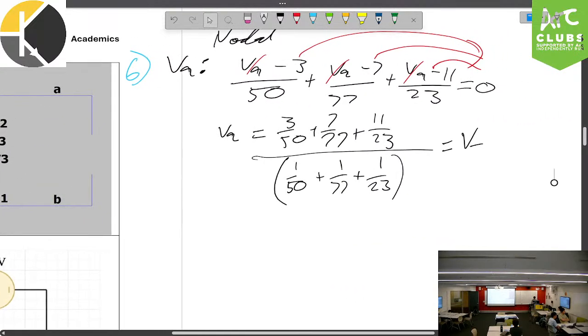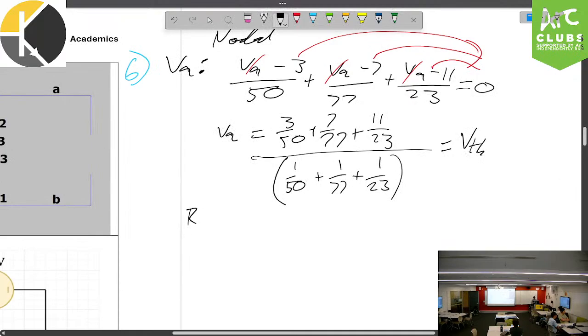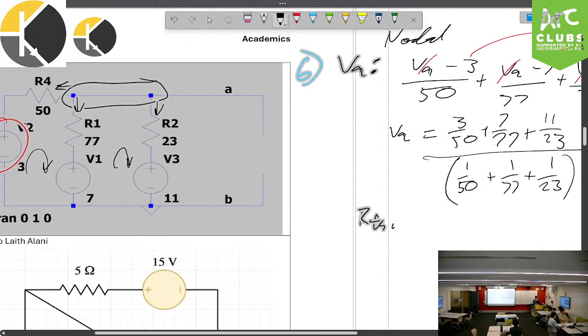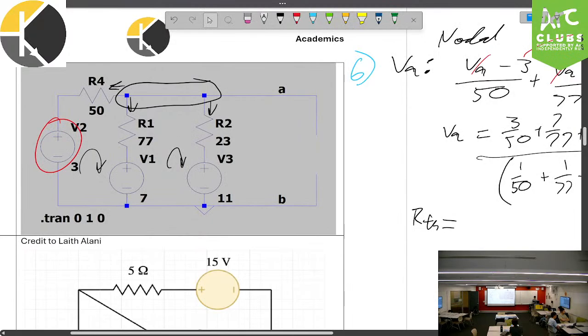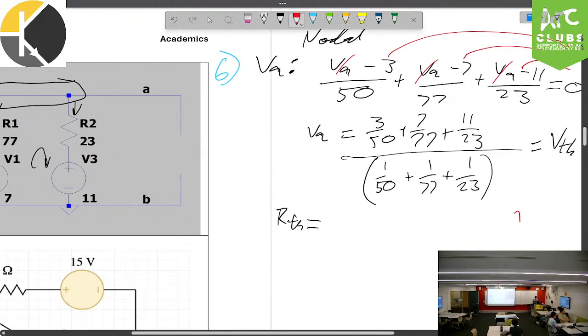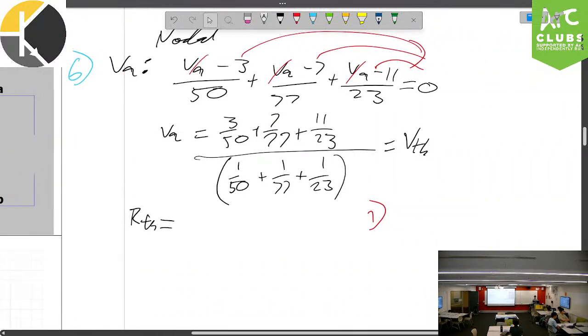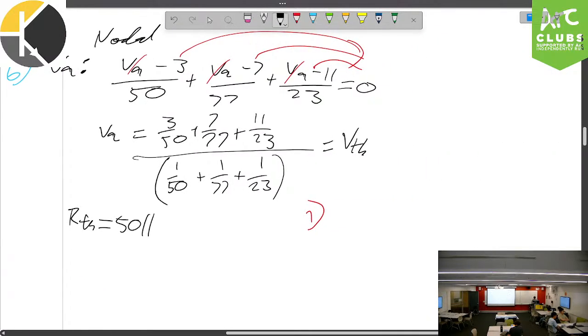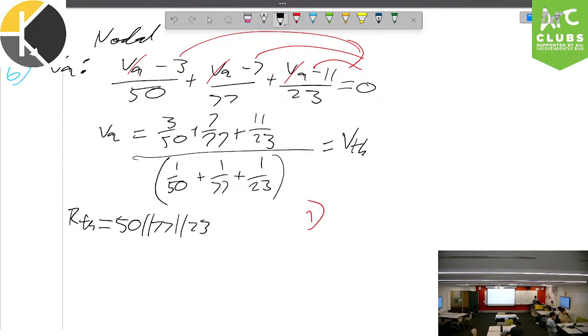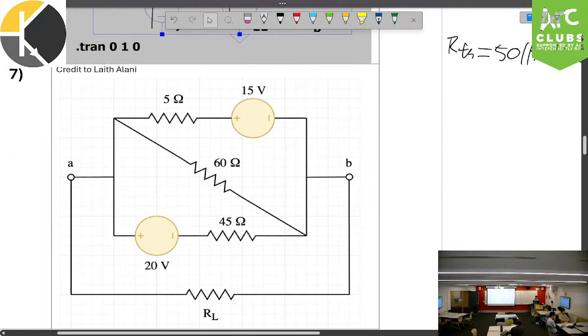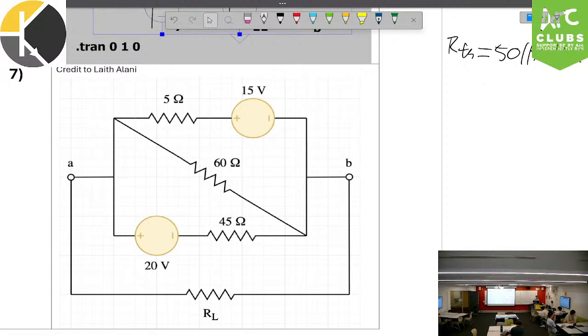Fantastic stuff. Now our Thevenin resistance. Once again, do you want to take a guess at which method we're going to use here? I only see independent sources, and therefore I'm going to use method 1. Alright? They're all voltage sources, so they do all short circuit, and I'm left with a big parallel. Yeah? So 50, parallel 77, parallel 23. Fantastic stuff.